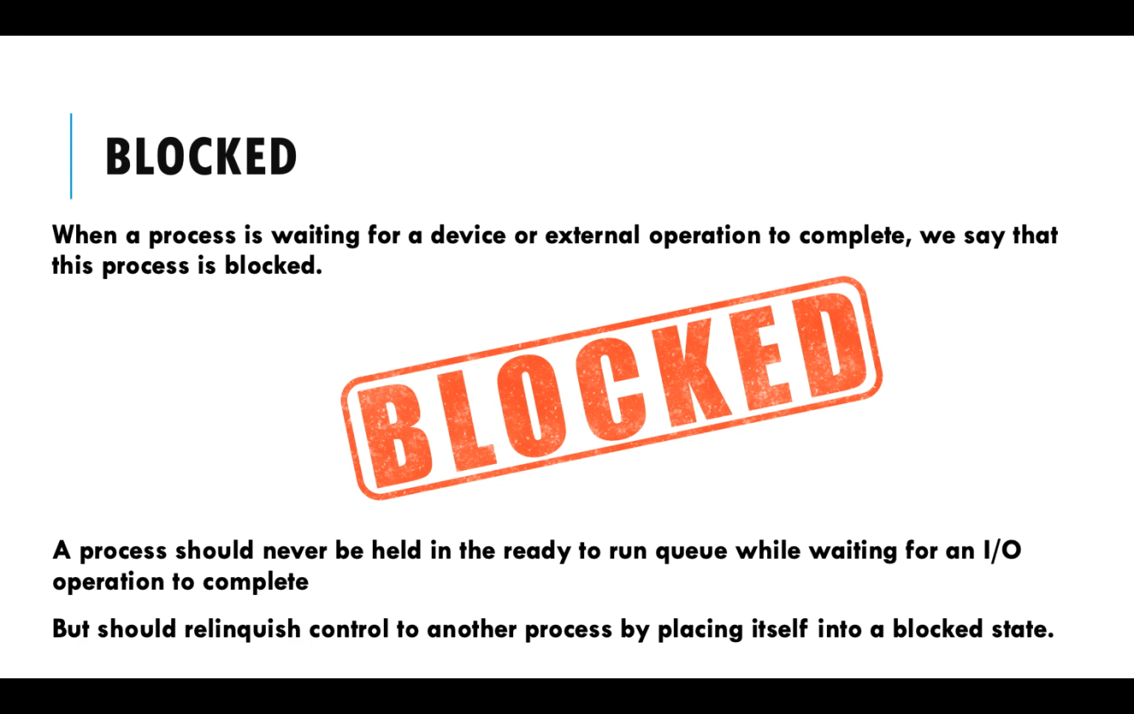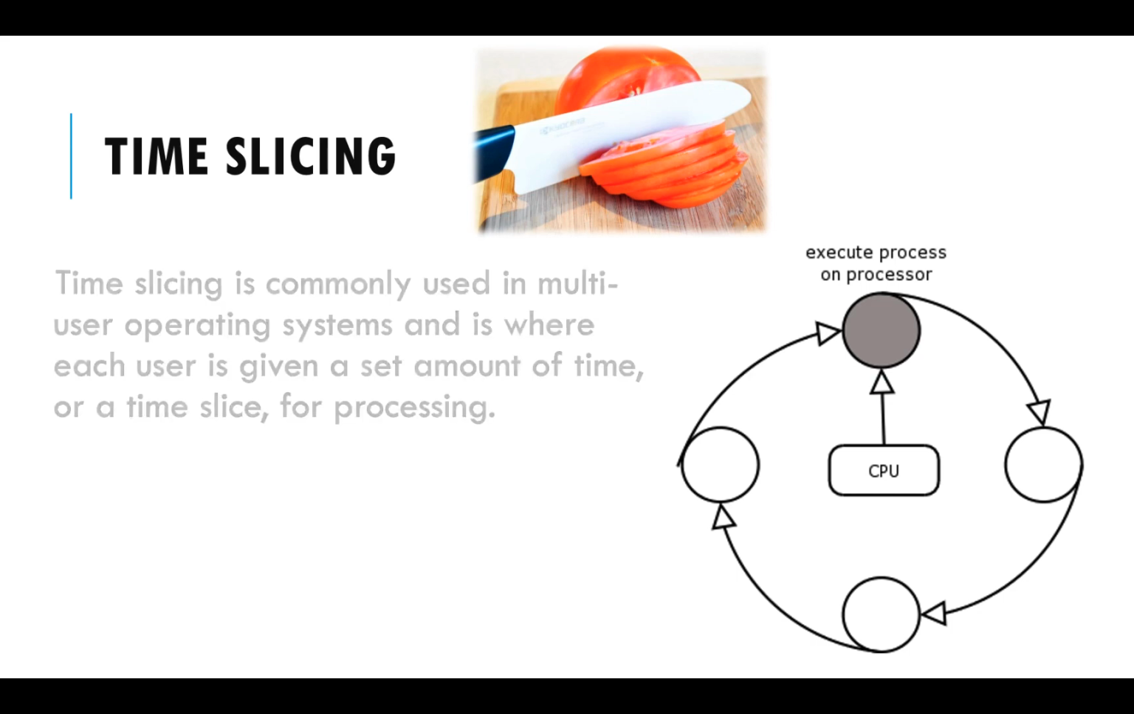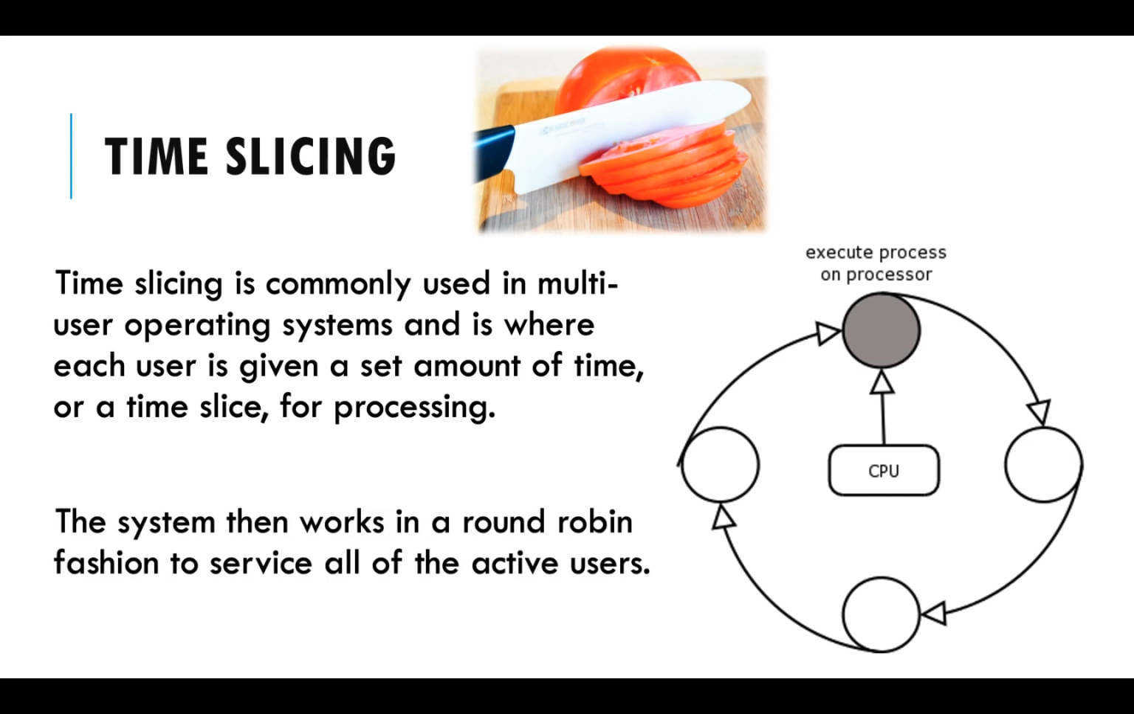The next thing we're going to move on to is time slicing. Time slicing is commonly used in multi-user operating systems and is where each user is given a set amount of time, or a time slice, for processing. The key here is to be as fair as possible, and the system works in a round-robin-like fashion to service all the customers or users while the system is active.